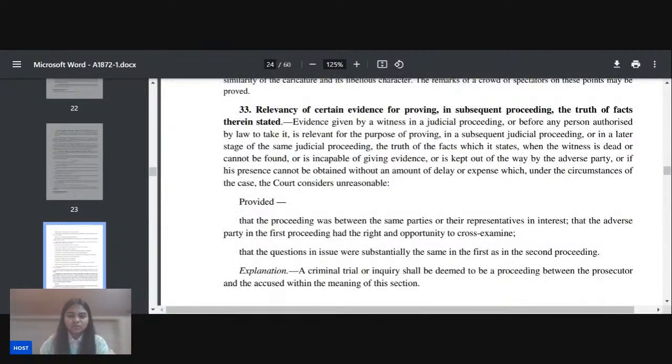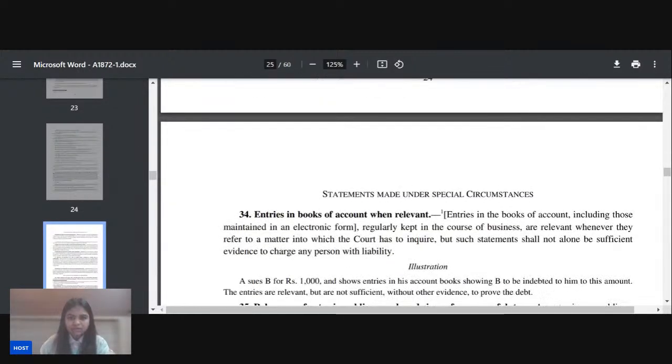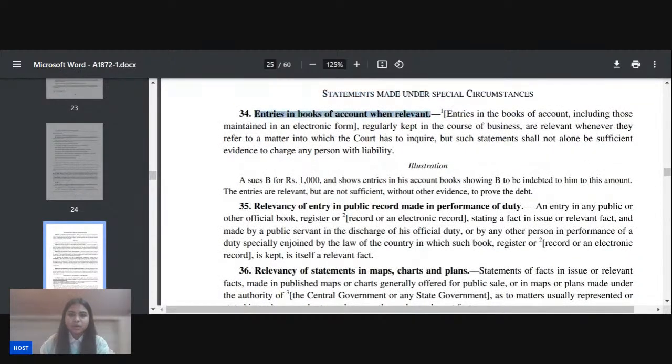Relevancy of certain evidence for proving in subsequent proceeding the truth of facts therein stated. Just go through it. I'm not going through it. Then 34, statements made under special circumstances, like entries in books of account when relevant, right? When are the entries in book of account relevant?